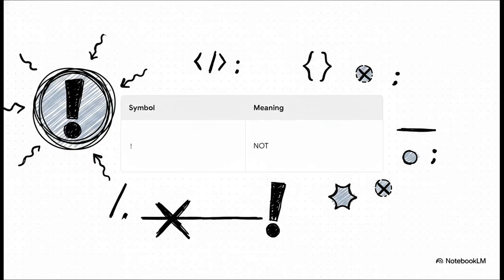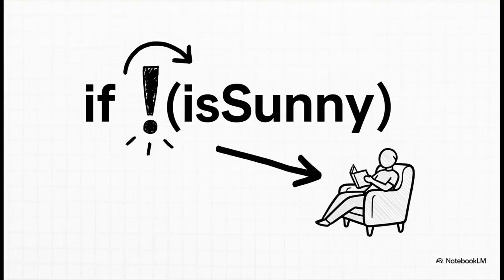The symbol for not is just a single exclamation point. You put it right in front of the value or variable you want to flip. And here it is in action. That exclamation point right before is sunny reads as "if not is sunny." So if the is sunny variable is false, the not flips that false to a true, the if condition passes, and the code inside runs. It's a really clean and concise way to check for the opposite of a condition.